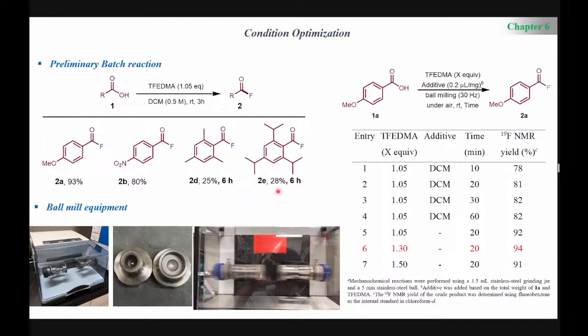To solve such a problem, we considered that ball milling might be a good choice. A ball mill reaction, long story short, uses mechanical force to accelerate the reaction process. Here's how it works. We put the starting material in this little jar with the balls in it, set it on this machine, and shake it at a certain frequency horizontally like this.